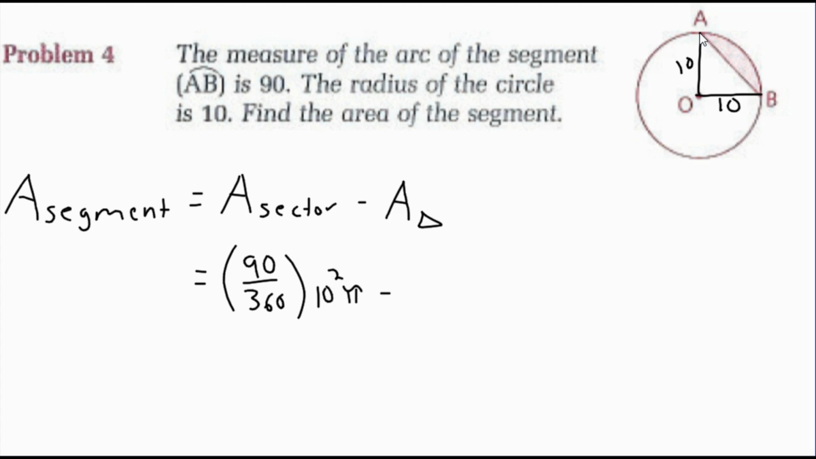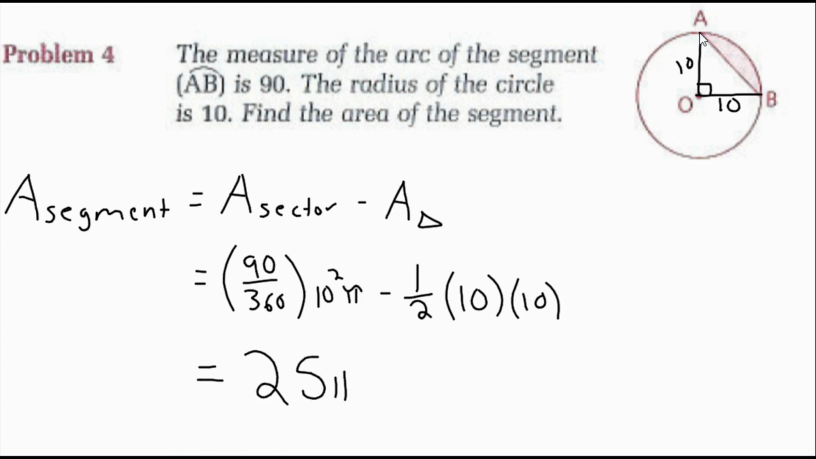Now my area of my triangle, area of a triangle is 1/2 base times height. In this case, my base and my height are both 10, because remember, the height of a triangle is perpendicular to the base. Since arc AB is 90 degrees, I know this triangle is a right triangle, so I can use 10 as my base and my height. Now simplifying these two areas and subtracting them will give me an area of the segment of 25 pi minus 50 units squared.